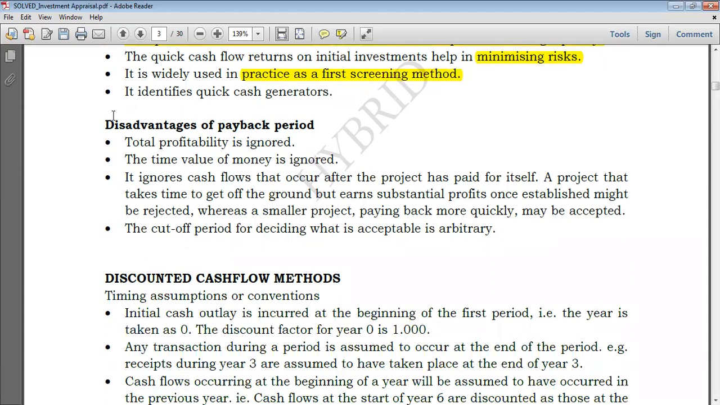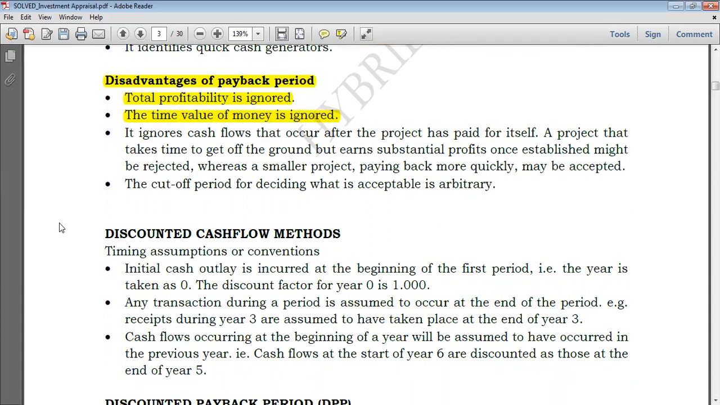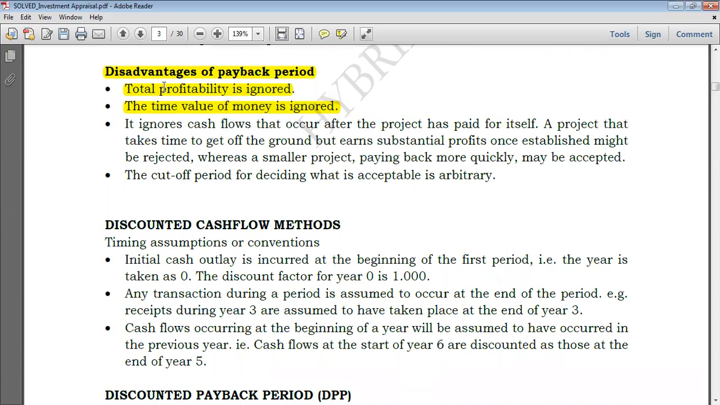Then we have the disadvantages of payback period. What would be the disadvantages here? First of all, we say total profitability is ignored. Of course, we do not use profit here, we just use cash flows. So that's obvious. Then we are told time value of money is ignored. This is a non-discounted cash flow method. All non-discounted cash flow methods have this disadvantage.